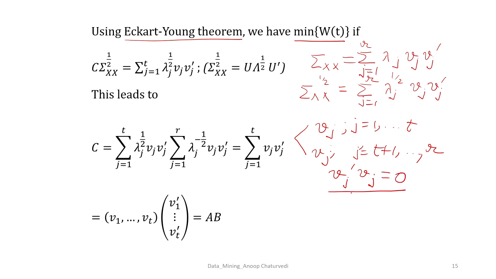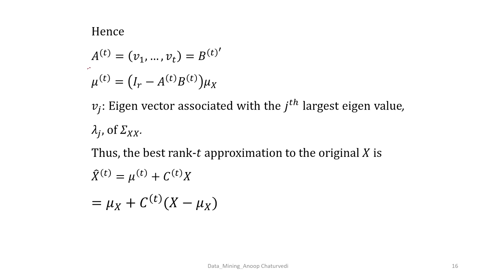And making use of this, we get C equal to summation j equal to 1 to t v j v j transpose. Then lambda j to the power half and lambda j to the power minus half will cancel out and we get this expression. And you can write it as v 1, v 2, ... v t times v 1 transpose, and so on up to v t transpose. And you write it equal to AB. So, this is your A, this is your B. So, A t is this, and B t is equal to V t transpose.